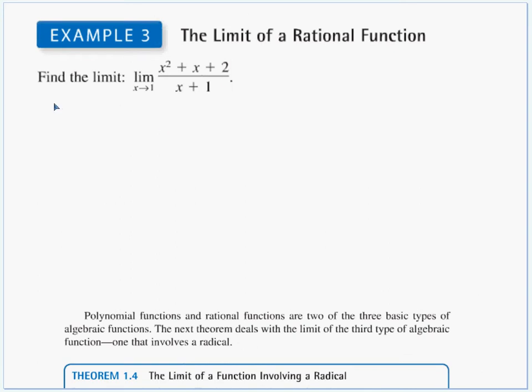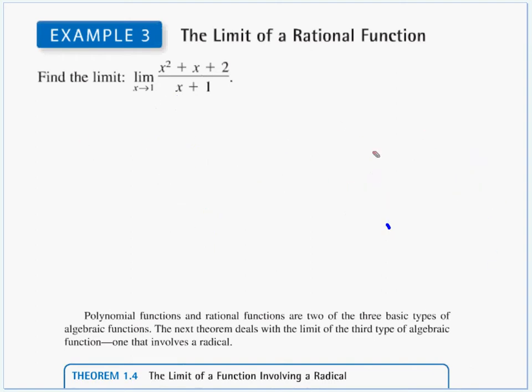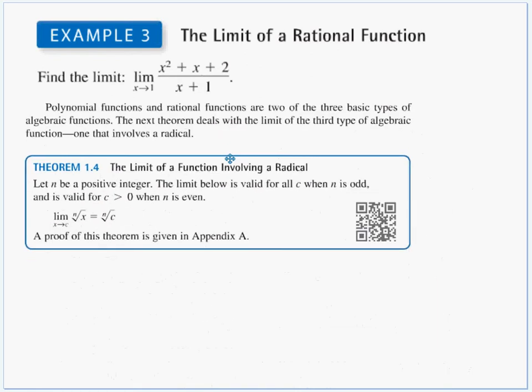And we'll see it right here. Example 3, find this limit. So we're just going to take that 1 and plug it into the numerator. So our numerator will be a 1 squared plus 1 plus 2. Down in the denominator, we plug that same 1 in right here. So that'll be 1 plus 1. So what do we get? 1 plus 1 plus 2 more is 4. And our denominator 1 plus 1 is 2. And last I checked, 4 divided by 2 is 2. Direct substitution did not fail.